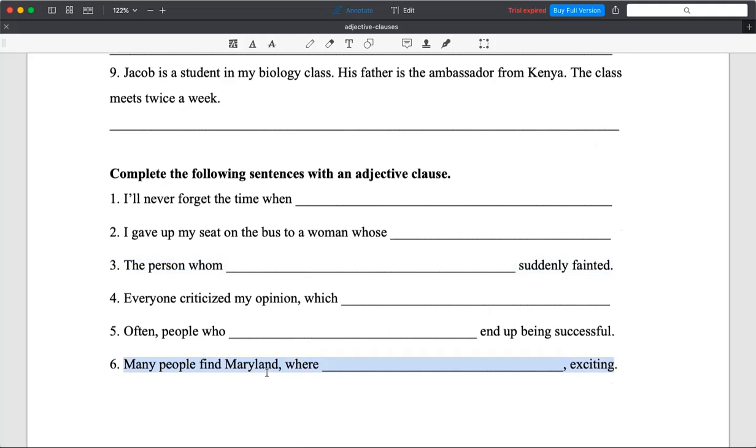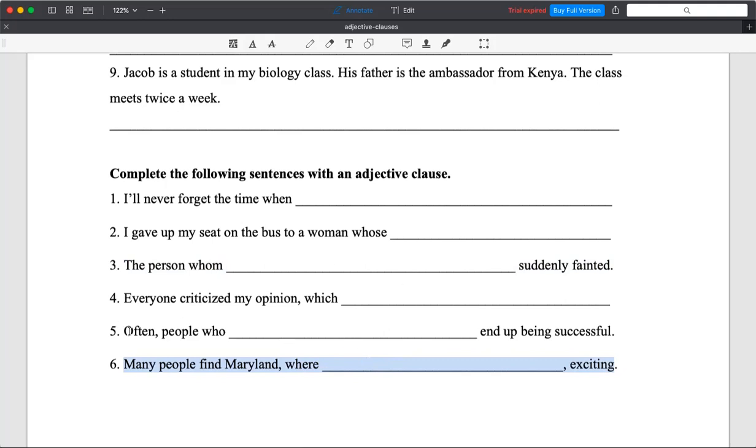Many people find Maryland where trees talk exciting. Trees talk in Maryland? I've never heard of it. Interesting. Yes, trees communicate, of course, through their roots, through pulses, but talking is a little. Grammatically, your sentence is okay, Haoleen.